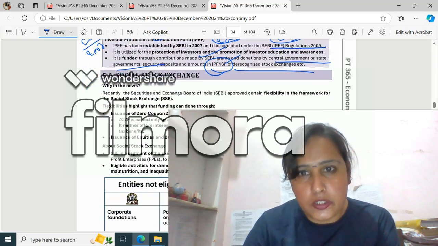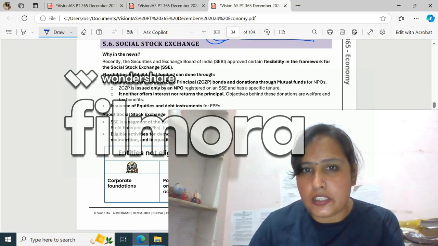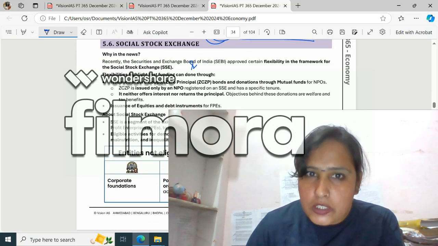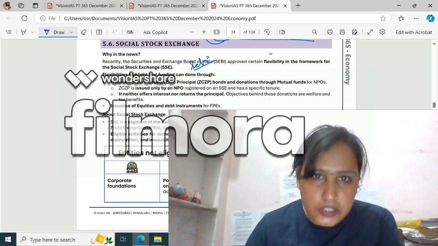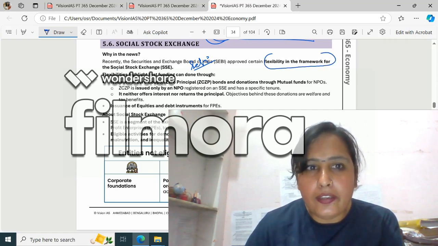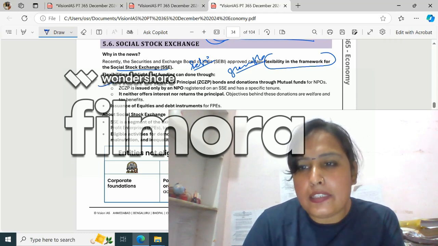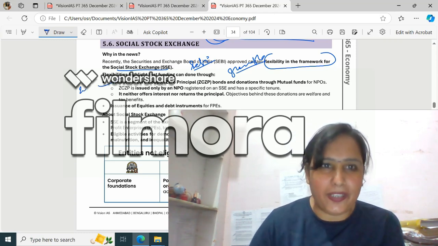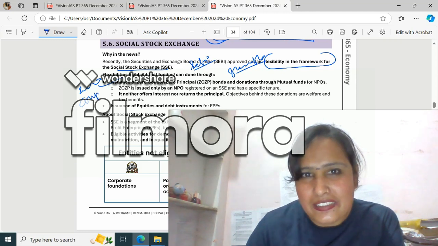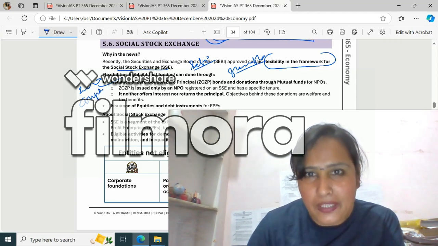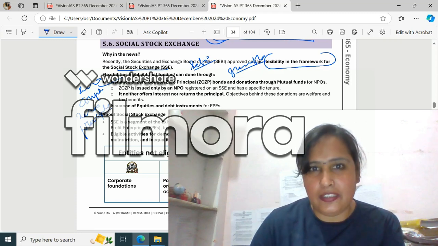Now, the next topic is the social stock exchange. What is a social stock exchange? It is also approved by SEBI, for flexibility in the framework of the social stock exchange, and this is a flexible fund. It issues zero coupon and zero principal instruments. There is no coupon rate, and there is zero principal. No principal is provided for this kind of fund, and donation is possible through the mutual fund.